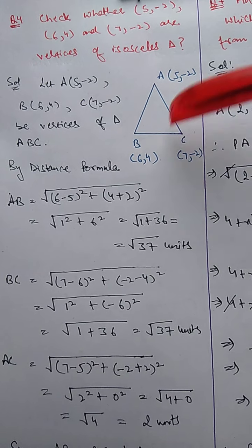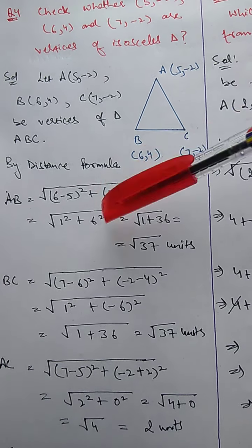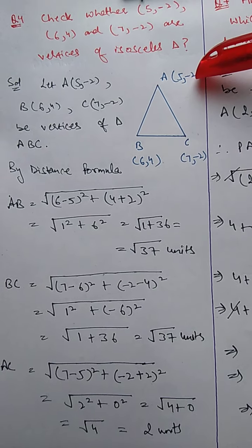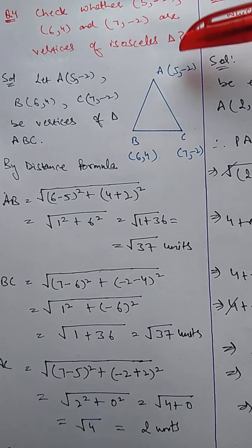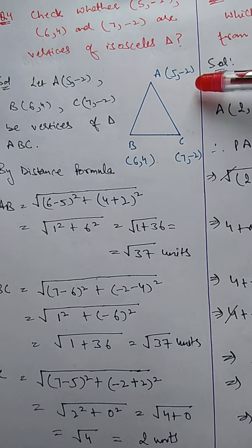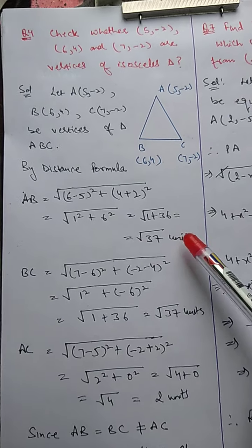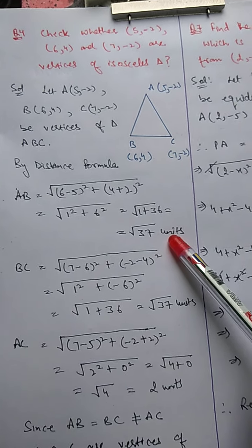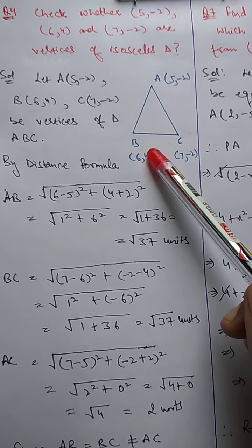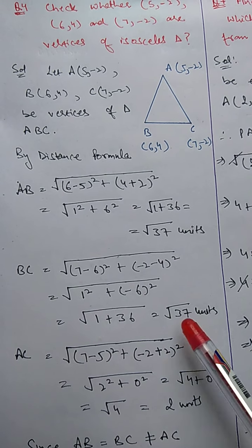By using the distance formula, we can find AB, which is (6 minus 5) whole square plus (4 minus (-2)) whole square, that is (x2 minus x1) square plus (y2 minus y1) square. So by the distance formula, AB is under root 37 units. In the same way, we can find side BC by using the distance formula, which is also root 37 units.